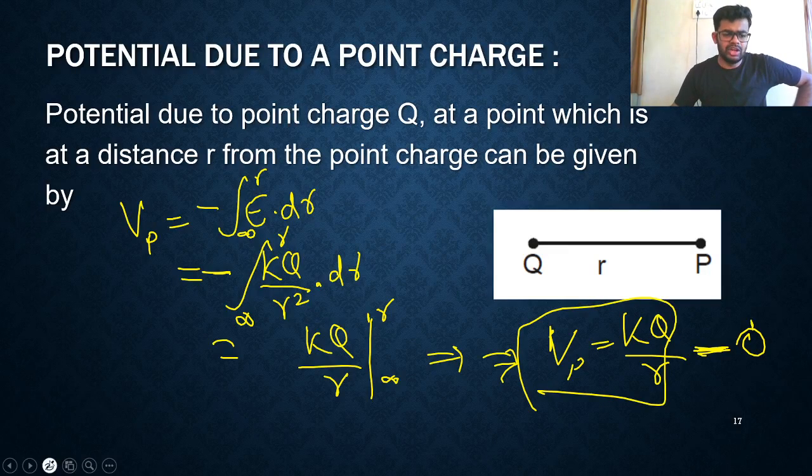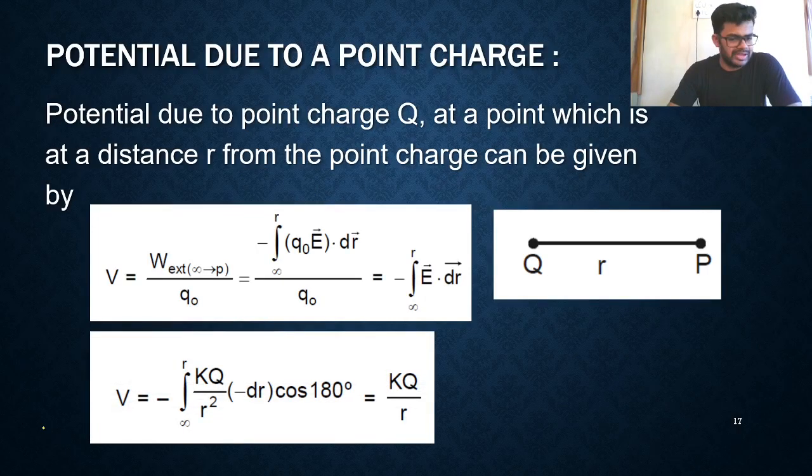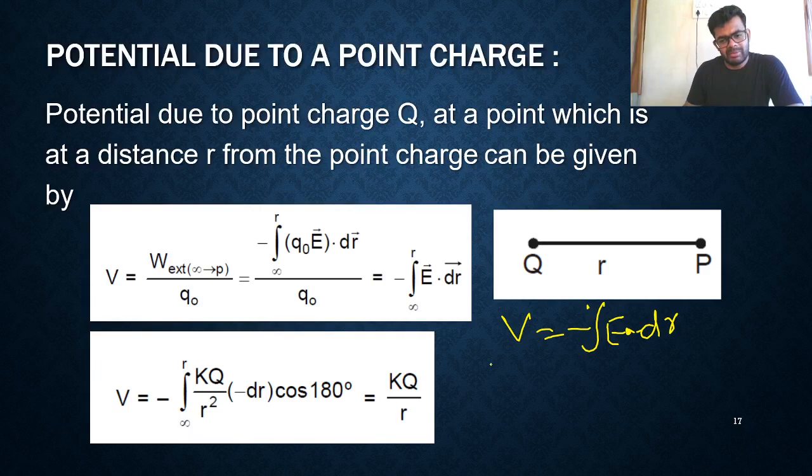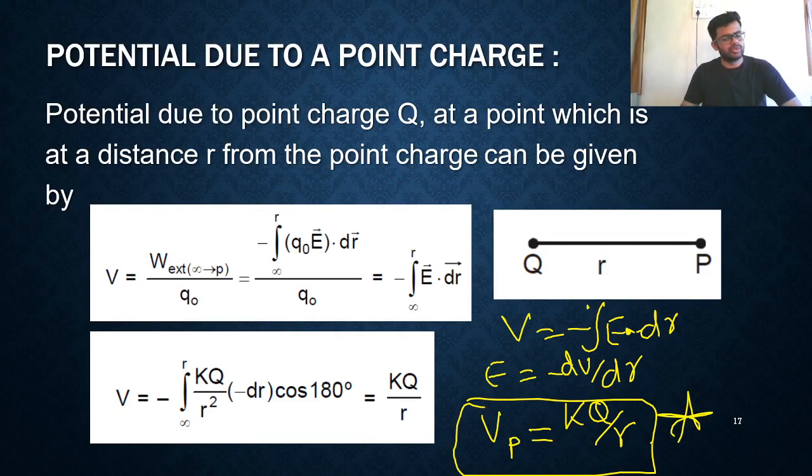My dear friends, that's all. It is a very simple formula. You just need to remember three things. First, V is equal to minus the integral of E dot dr. Second, E is equal to minus dV by dr. And third, due to a point charge, the potential at any point is kq divided by r, where Q is that point charge. This is the potential at any point due to a point charge.